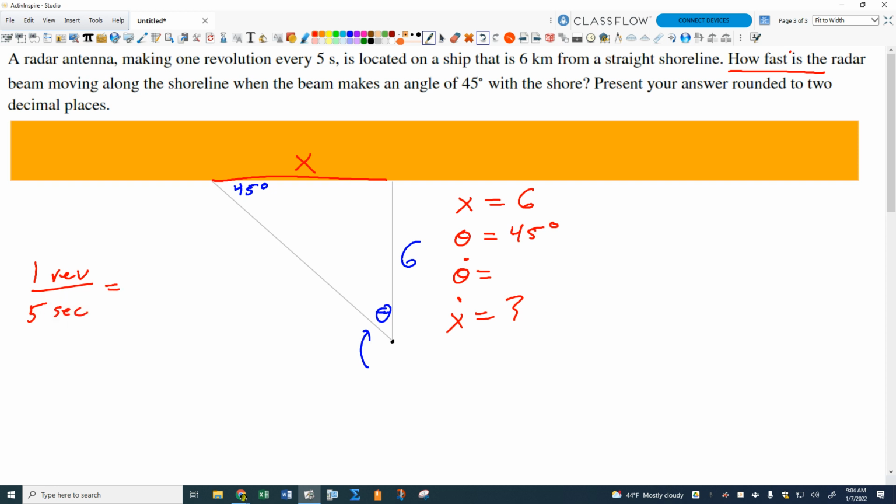One revolution's how many radians? 2 pi. Okay. Two pi over 5 radians per second then. Makes sense. I think I like that better. I don't really need the units. We'll just keep the units the same the whole time. Okay, so what's our relationship going to be then this time?